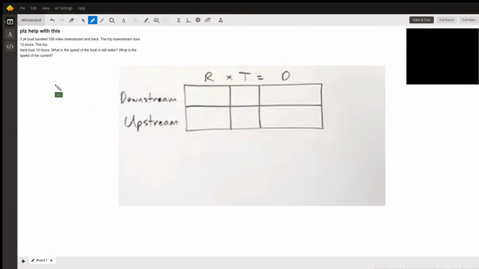336 miles downstream and back. The trip downstream took 12 hours. The trip back took 14 hours. What is the speed of the boat in still water? What is the speed of the current?